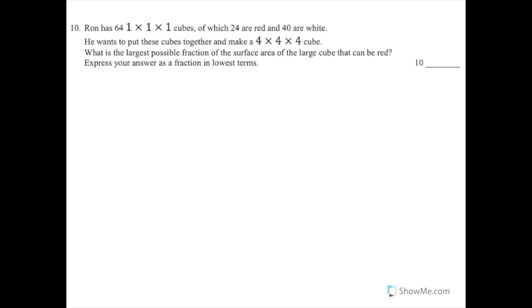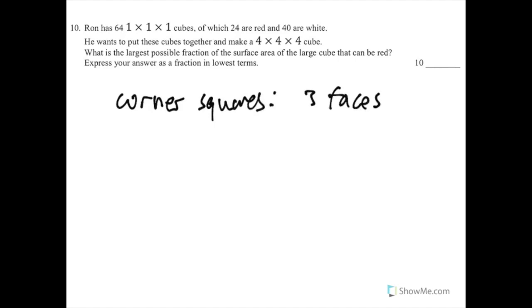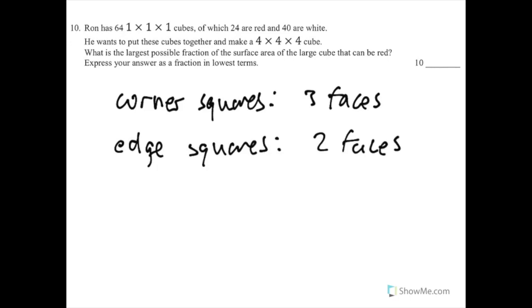Moving on to the next question. If you need to read the question, pause the video here. So for these kinds of coloring questions, the main point is to notice that any corner square has 3 faces that are on the outside. Any other edge square has 2 faces on the outside, and all of the other squares have 1 face on the outside.